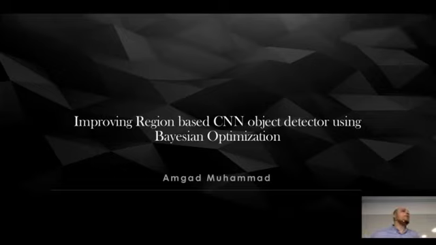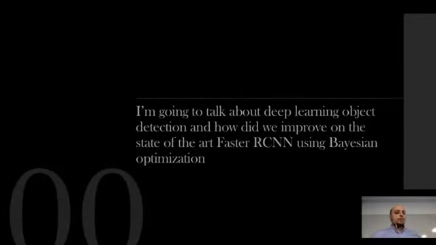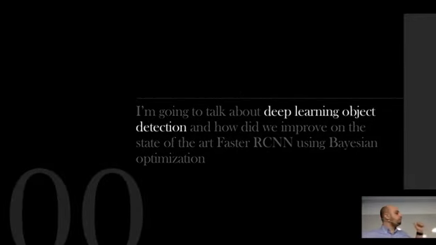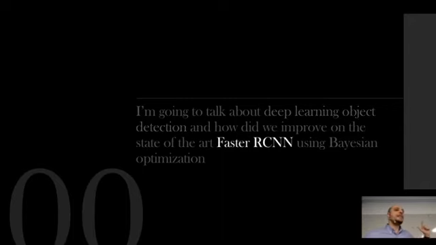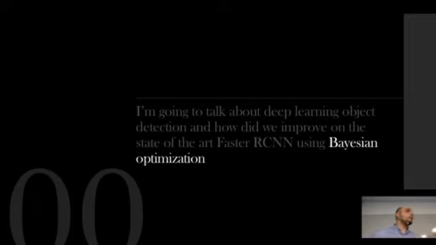So how did we improve region-based CNN object detectors using Bayesian optimization? I'm going to talk about deep learning object detection, and then I will focus more on Faster R-CNN, which is some sort of state-of-the-art for object detection using deep learning. Finally, I'm going to discuss Bayesian optimization, and how we used it to come up with what we call the local search algorithm to improve upon Faster R-CNN. So let's go ahead.